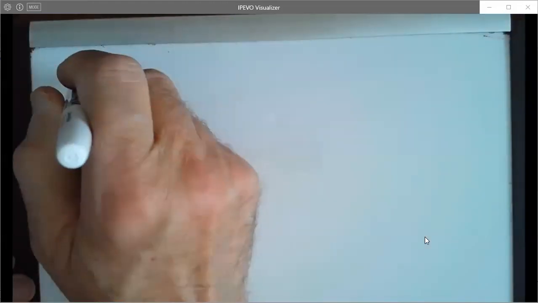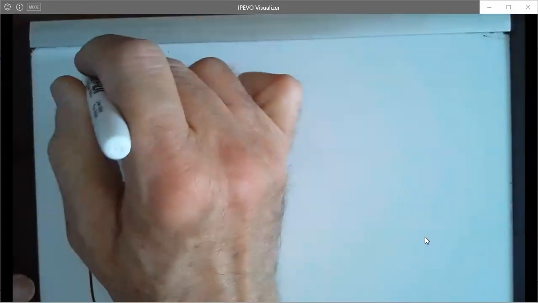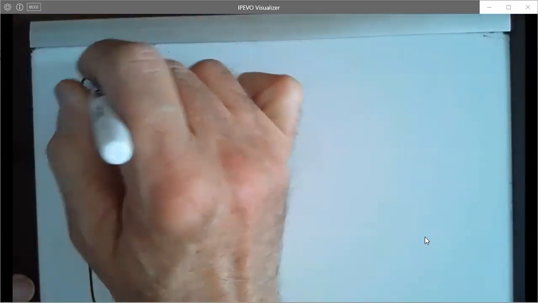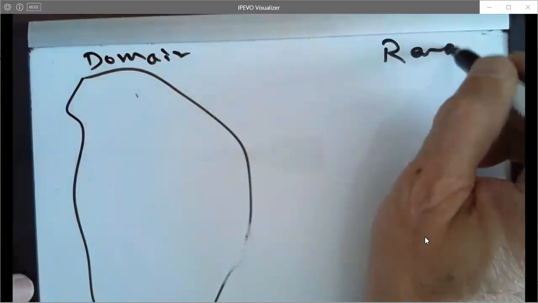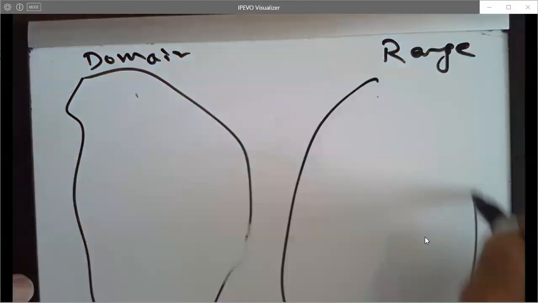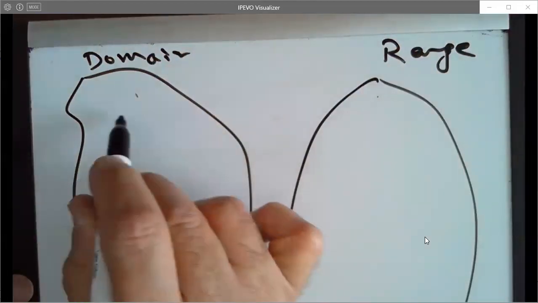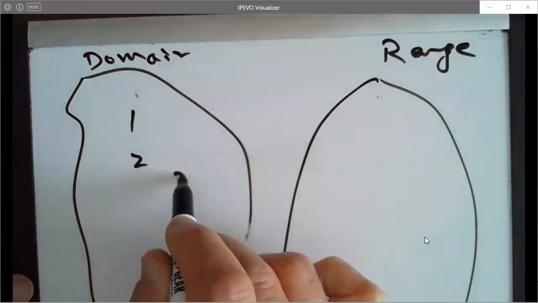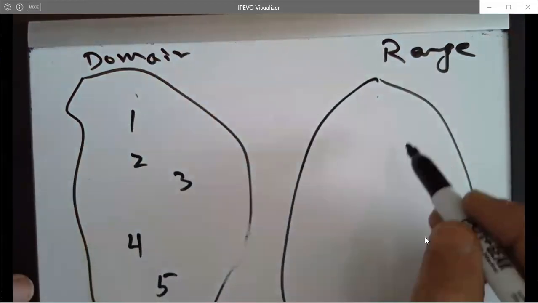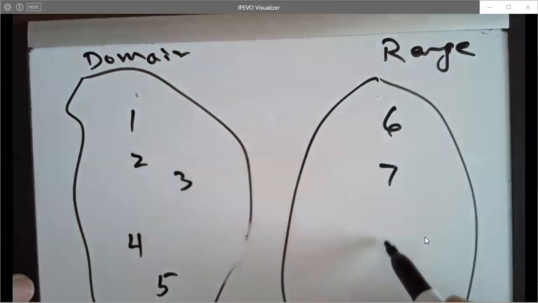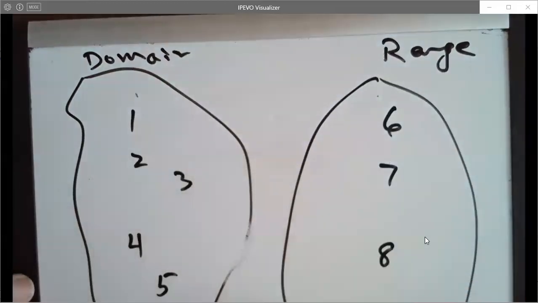All right, we have a mapping diagram that's similar, and this is domain and range. In the domain, we've got 1, 2, 3, 4, 5, 6, 7, 8, and 9.